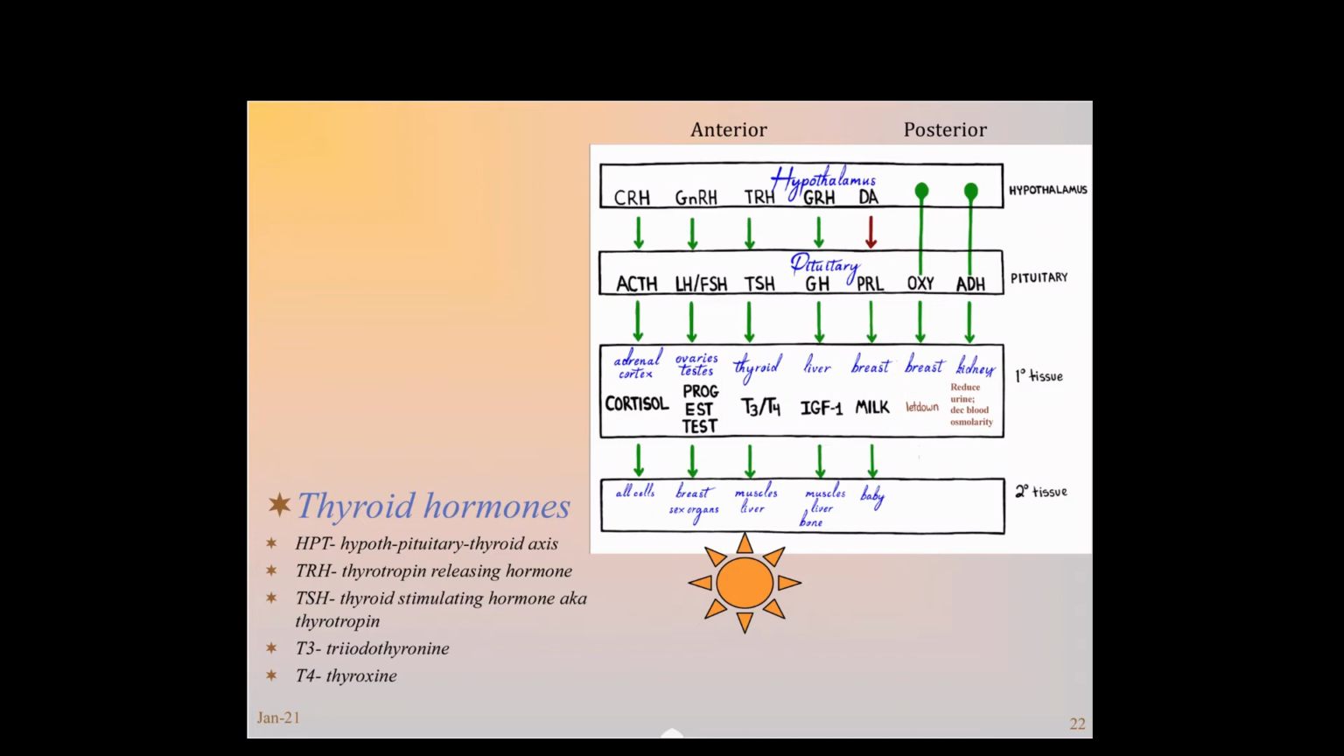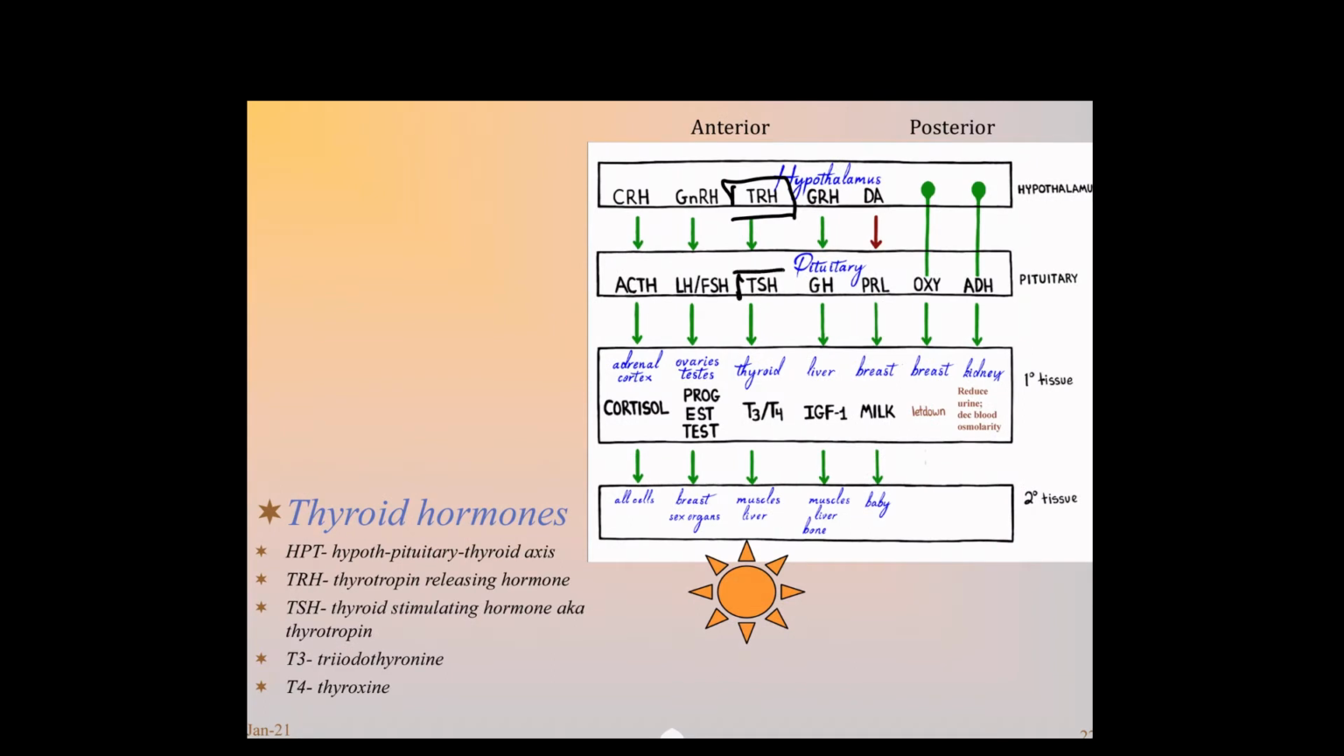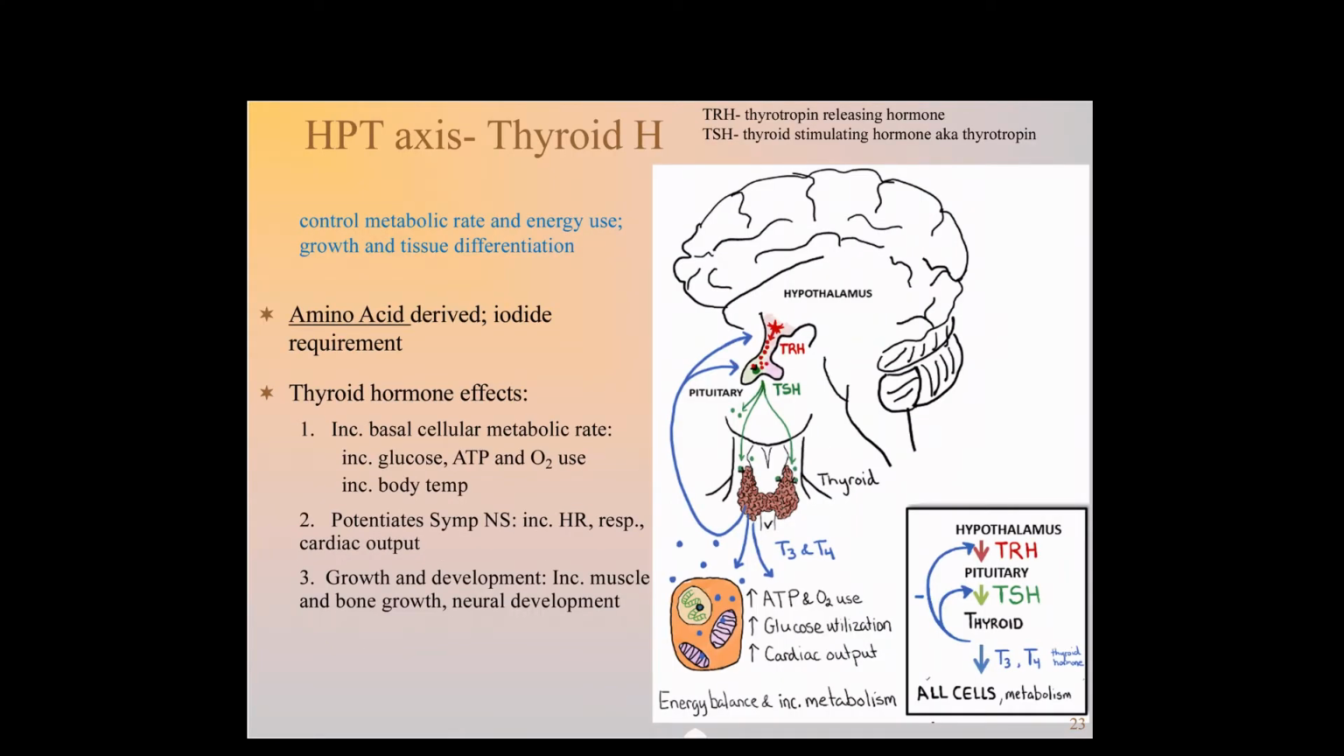The next one we're going to talk about is the thyroid hormone pathway. We start in the hypothalamus with releasing thyrotropin releasing hormone, which causes the pituitary to release thyroid stimulating hormone, which causes the thyroid tissue to release different thyroid hormones. There are different varieties of them. We call T3 and T4 the main ones. Those then go through the system to the secondary tissue, which in this case is mainly the muscles and liver. Taking a look at that, what thyroid hormone is really doing for us is controlling our metabolic rate and our energy use, and it's controlling growth and tissue differentiation.